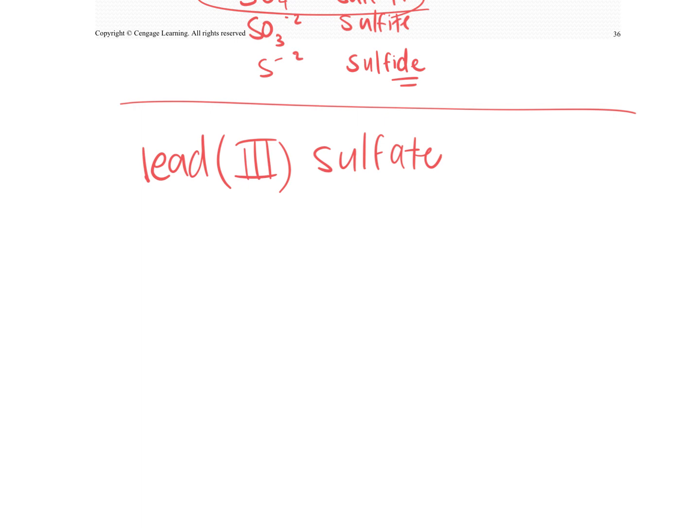Okay, lead 3. You see how lead 3 is not listed? Yeah, that's okay. The ones that are listed here are the most common, but they could have more variations. Just trust what your Roman numeral tells you. So this would be lead plus 3.